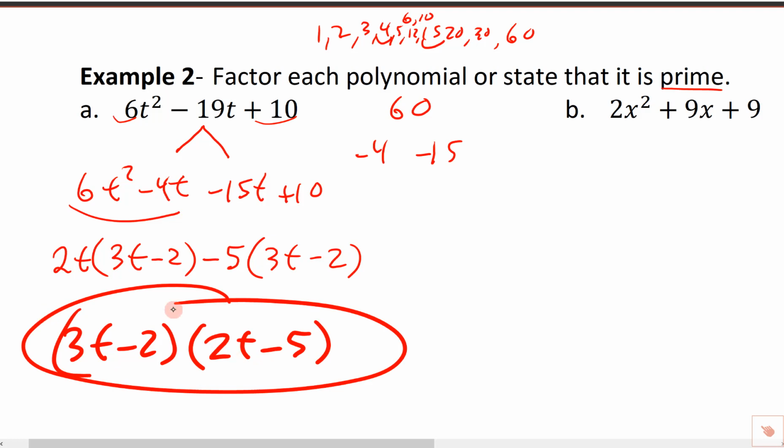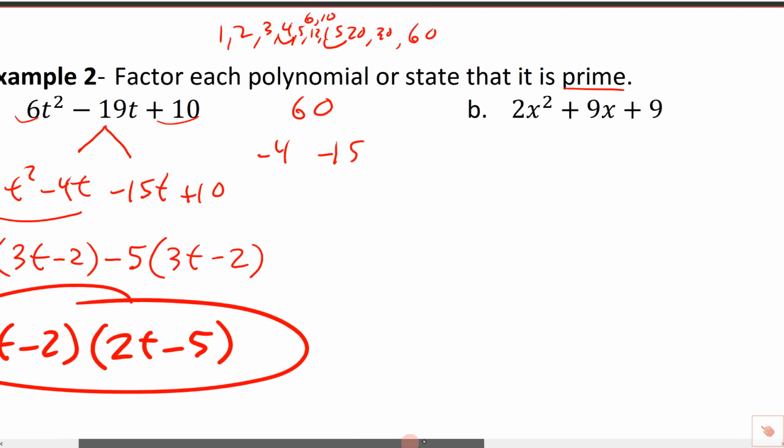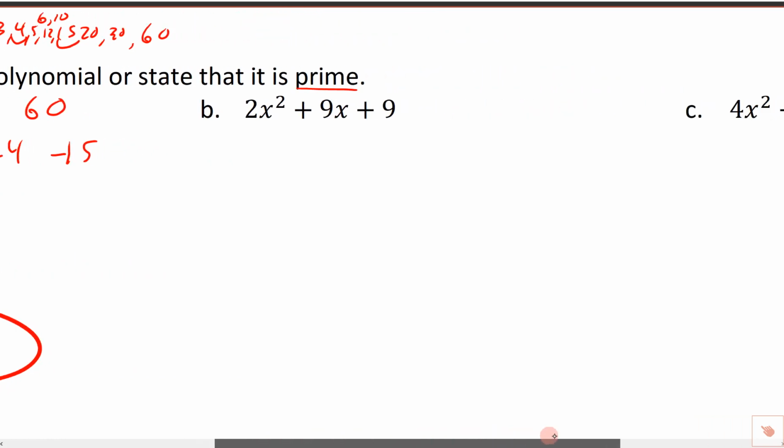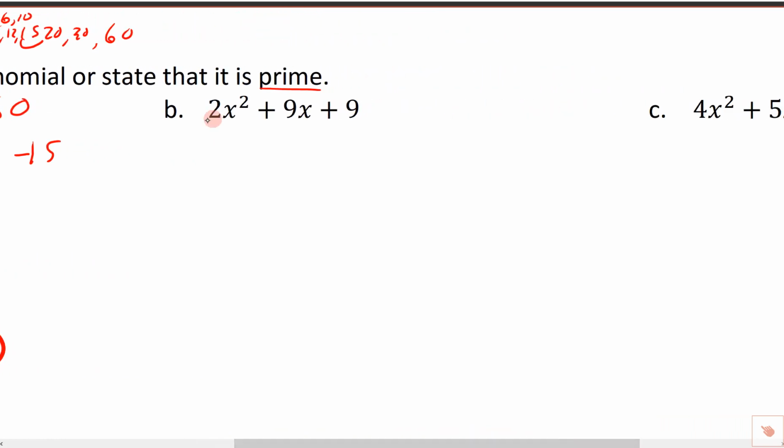Again, you could multiply them together. I'm not going to take the time to do that on this one because we've done that several times already. So let's take a look at this one here. So on B, we've got a 2 and we've got a 9. So we're going to take that 2 and multiply it by 9. We get an 18. So we need some numbers that multiply to be positive 18 that combine to be positive 9.